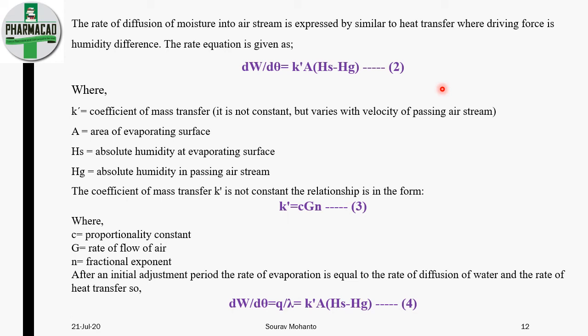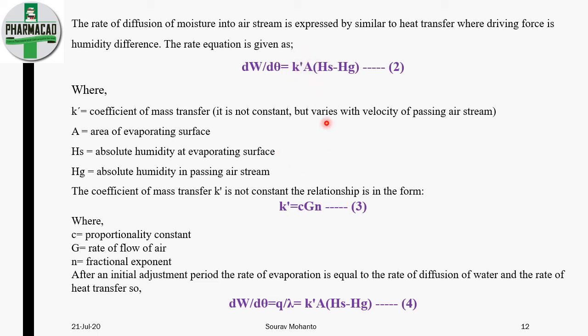Now in the next step, the rate of diffusion of moisture into the airstream is expressed similar to heat transfer, with the driving force being the humidity difference. If we write it as an equation, dw by d theta equals k dash, where k dash is the coefficient of mass transfer. Though it is called a coefficient, it is not at all constant. It varies depending upon the velocity of the passing airstream.